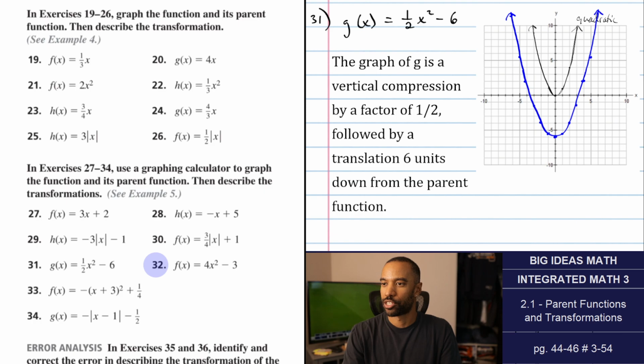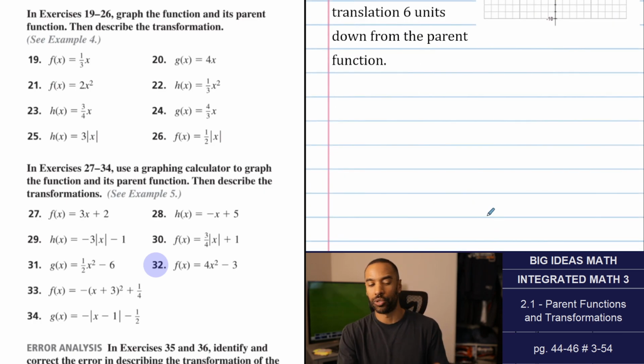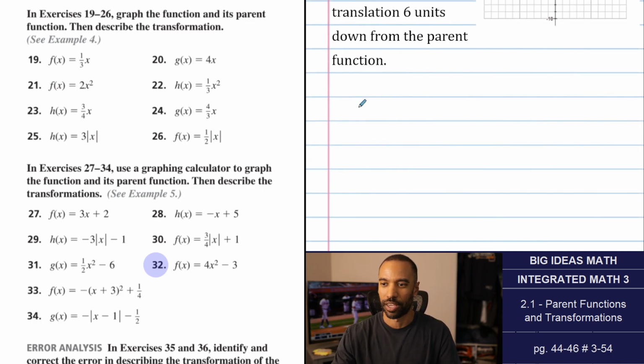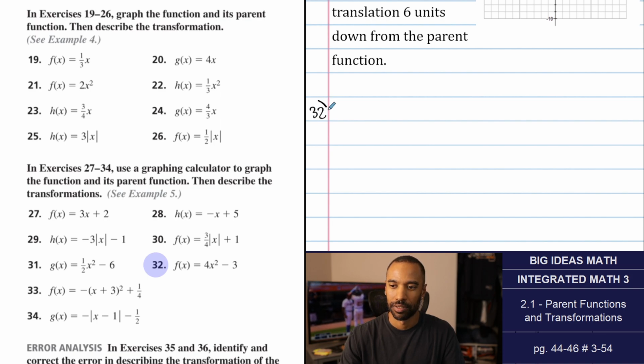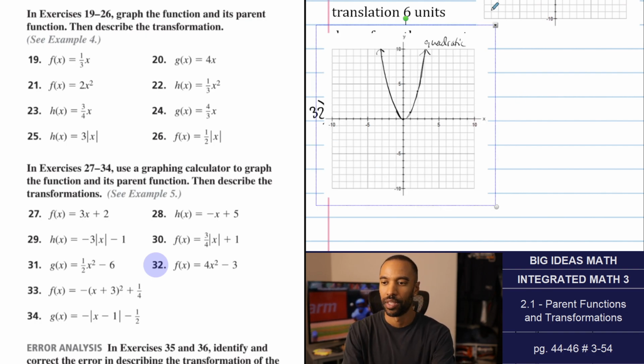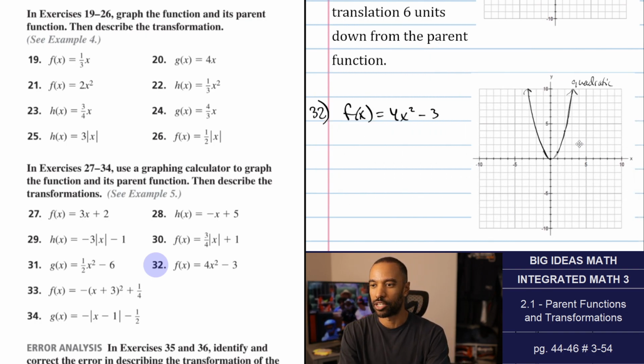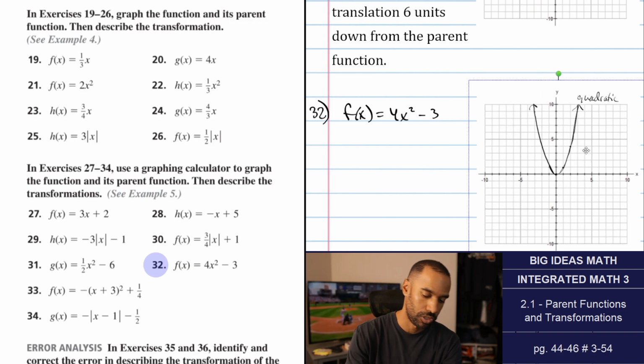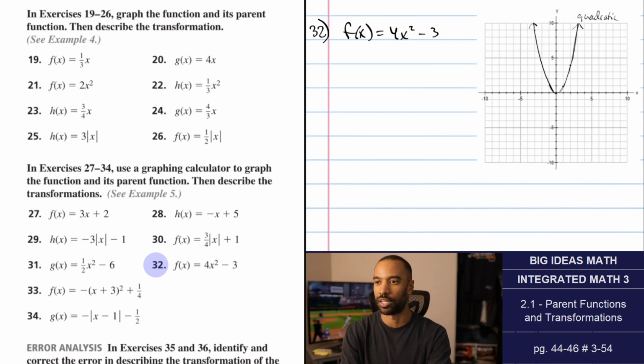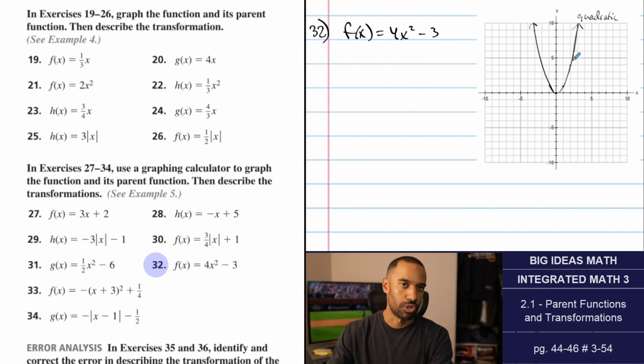F of x equals 4x squared minus 3. Now this time I almost feel like I want the tall graph, because this will be tall. I'm not going to be able to fit very many points on here, so oh well. F of x equals 4x squared minus 3. This time I'm going to do it how I do. You'll have the graphing calculator anyway, but you're going to get used to hearing this in section 2.5 regardless.